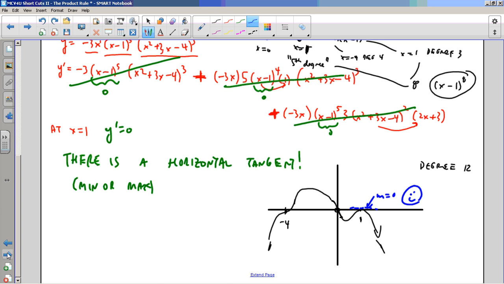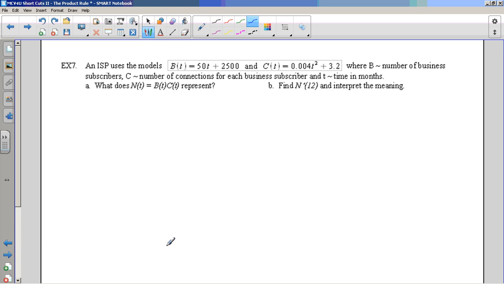Crazy. Okay, last one. I like this example. This is like a business example, and I know it's getting late and you're getting tired of writing notes, but this is a great example. An ISP, Internet Service Provider, uses the model N equals B times C, where B is the number of business subscribers, and C is the number of connections for each business. So this is like internet connections.